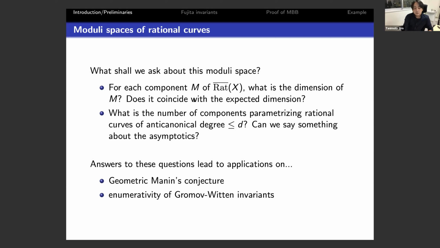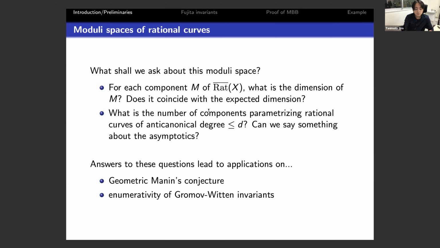Of course, these questions are interesting on their own, but the reason why I'm asking them is the following. The answers to these questions lead to applications to geometric Manin's conjecture. Manin's conjecture is about the simple formula for the counting function of rational points on Fano varieties. But there's also a version of Manin's conjecture for rational curves, like counting rational curves over finite fields and so on.